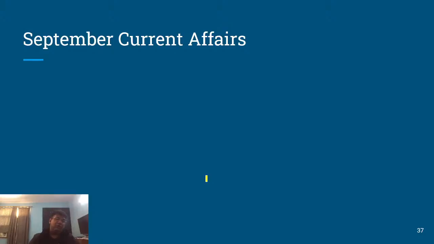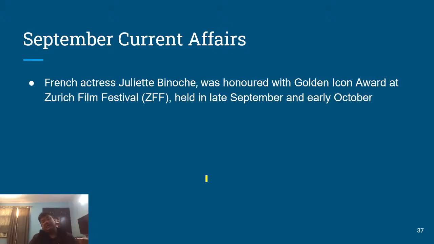Right. Moving on to September current affairs. There's this French actress. Her name is Juliette Binoche. I particularly remember her fondly from the wonderful movie Chocolat. I don't know how many of you have seen that movie, which also stars Judi Dench, British legendary actress Judi Dench, and also has what's his name, Johnny Depp in that movie. Johnny Depp, Judi Dench, and Juliette Binoche in that movie Chocolat.